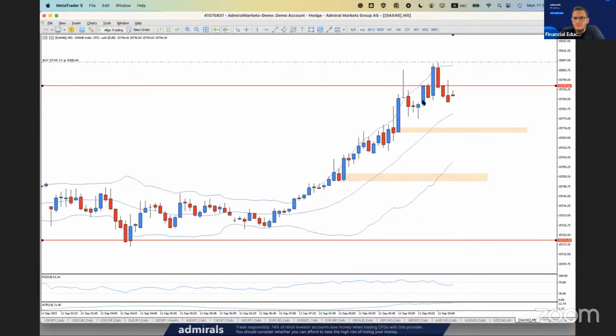So at 10 a.m. I will stick only with this buy stop order here, and then I will show you if we have this price action appear on the chart. Then we're going to go for that and see how the market will behave.